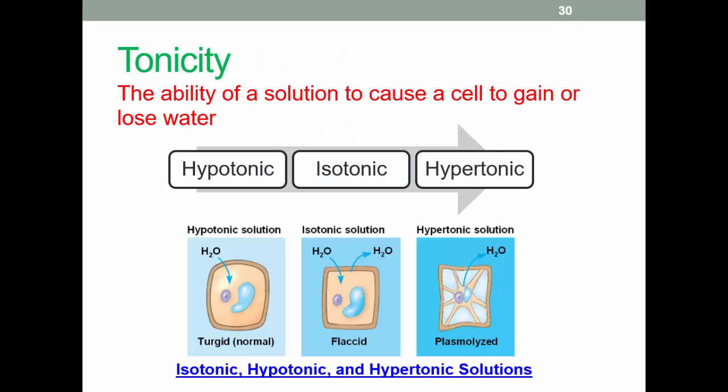Tonicity is defined as the ability of a solution to cause a cell to gain or lose water, and there's definitions there you may have seen before, certainly isotonic you've probably come across, and we'll explain what these are as we go through. There's a good resource here explaining the different cell flaccidities and the effect of hypotonic, isotonic and hypertonic solutions on cell turgidity, so well worth having a look at.